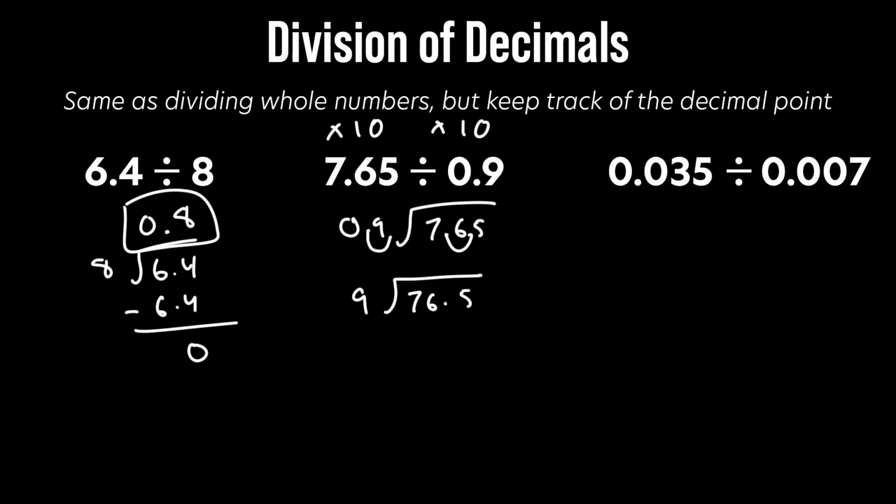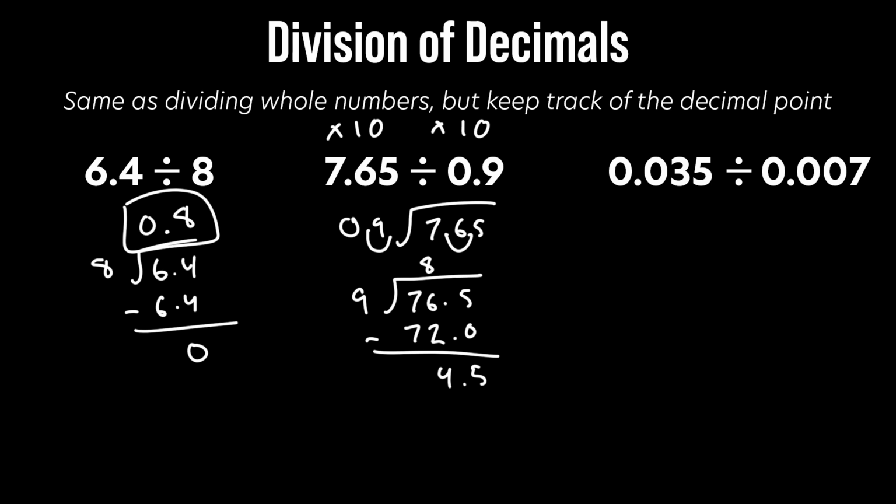9 goes into 7 0 times. 9 goes into 76 about 8, because 8 times 9 is 72. So when we subtract 72, we get 4.5. So how many times does 9 go into 4? None. How many times does 9 go into 4.5? Well, we can solve this by ignoring the decimal point. 9 goes into 45 about 5 times.